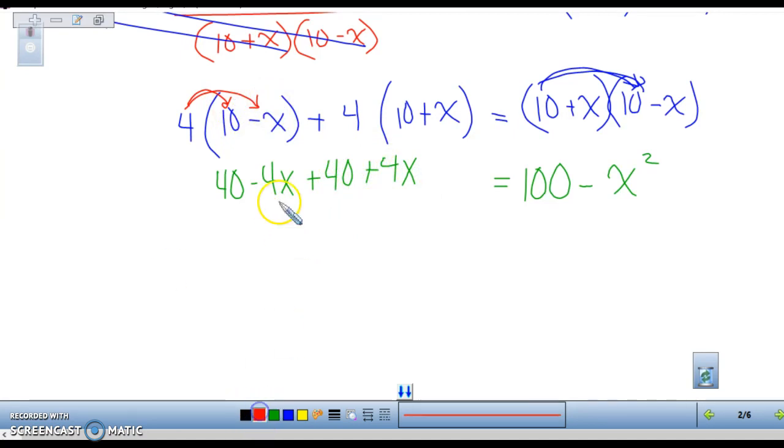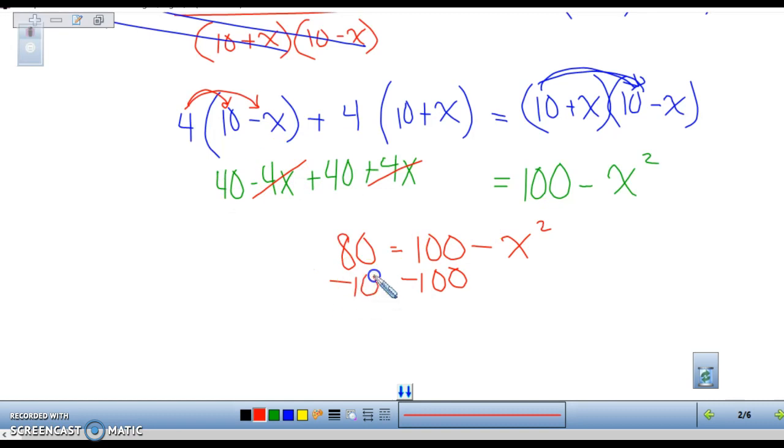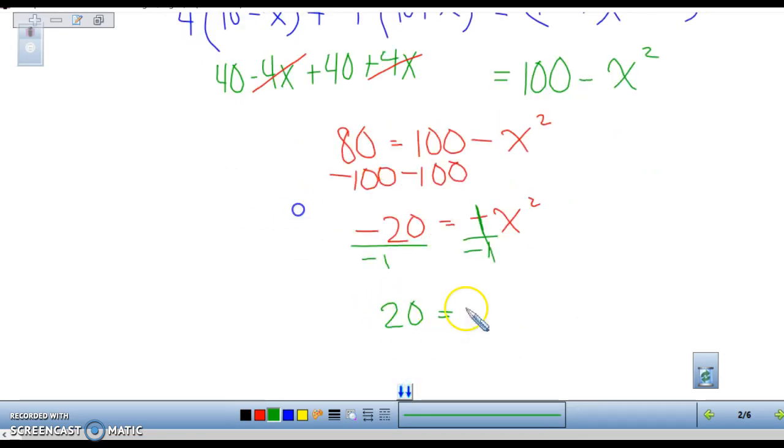Combine like terms, so negative 4x and a positive 4x cancel. We're left with 80 equals 100 minus x squared. Subtract the 100 over. We get negative 20 equals negative x squared. Divide by negative 1. So we have a positive 20 equals x squared. So to solve for x, we take the square root of both sides. And when we take the square root, we get a plus and a minus 4.47.